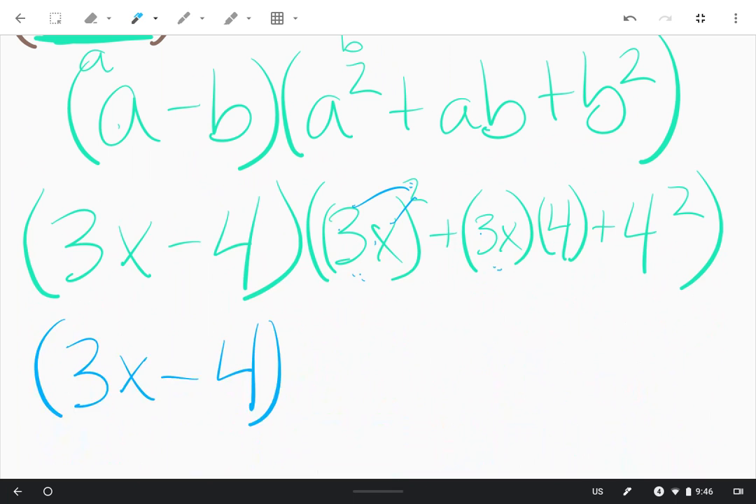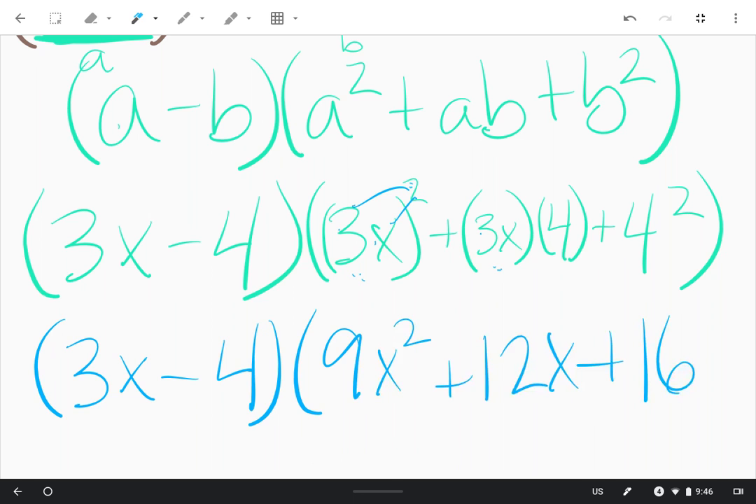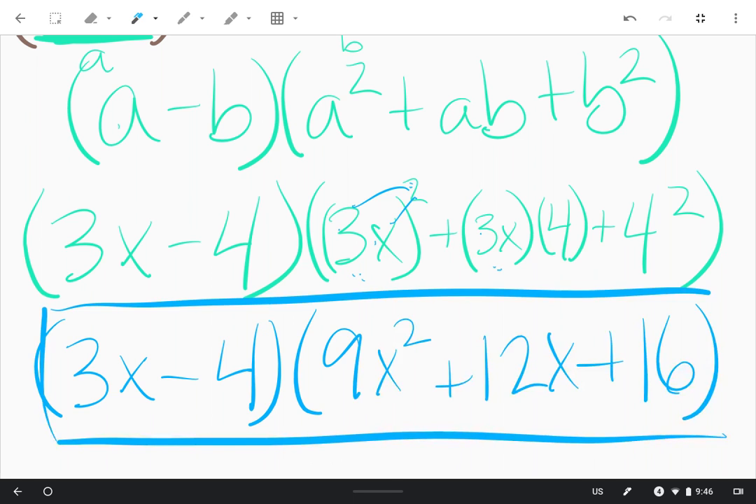All right. So this should be a 4. This still is 9x squared. Now this changes. 3x times 4 is 12x. And then 4 squared is 16. And that's what we have there.